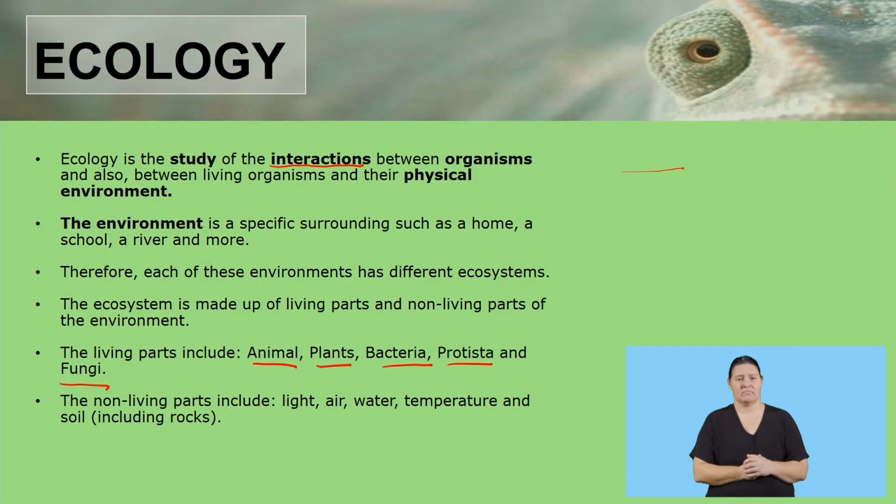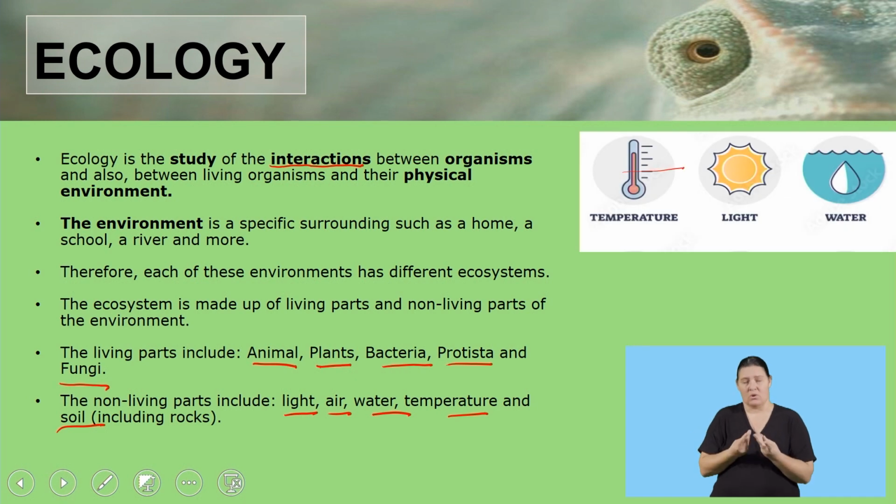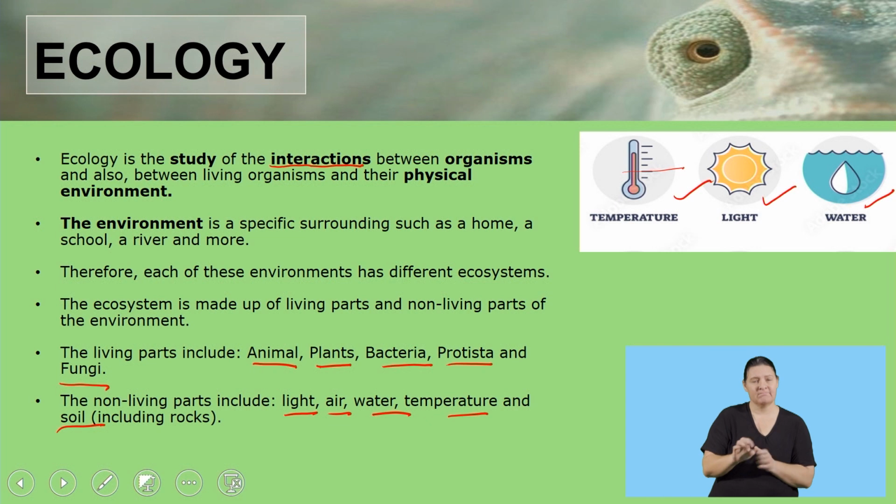Now moving on to the non-living parts of the ecosystem, of the environment rather. So here we are looking at light, air, water, temperature, and the soil, of course, including rocks. So here's a nice picture that further shows the examples that we've just listed here. We have temperature, we have light, we have water. So those are the non-living parts of the ecosystem.